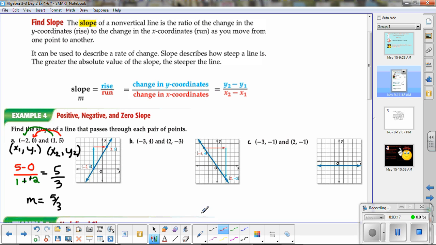Another way to look at this is like what we were doing in the last lesson. Rise over run. We rise 5 and we run 3. So the slope is 5/3.